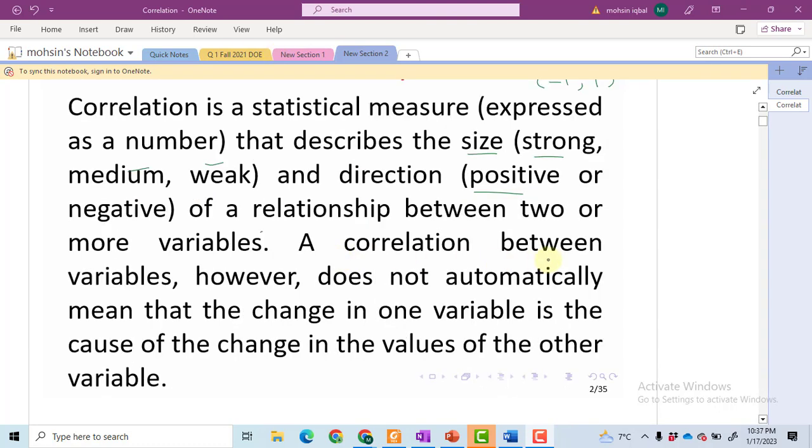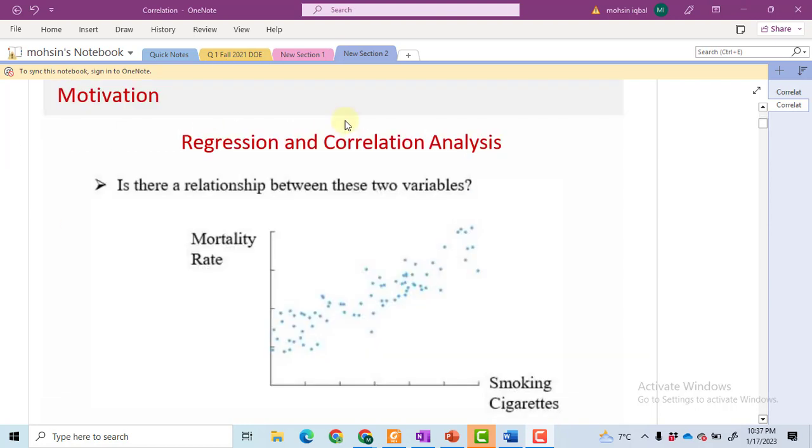A correlation analysis between two variables, however, doesn't automatically mean that a change in one variable is the cause of change in the values of another variable. Sometimes there are other factors that also change the second variable. We mostly do correlation analysis before performing the regression analysis, to check what type of relationship exists between the two variables.